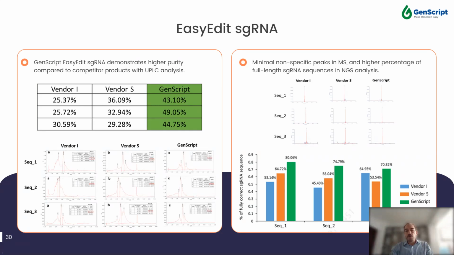So these are just some results with our EasyEdit sgRNA done side by side with other popular vendors on the market, offering similar quality of similar service. As you can see, GenScript is usually with higher purity. We have less in mass spectrometry. We show higher percentage of full-length sgRNAs, and we also show higher percentage of full sequence sgRNAs.